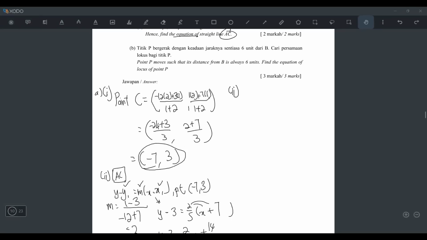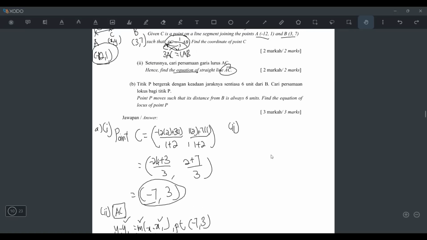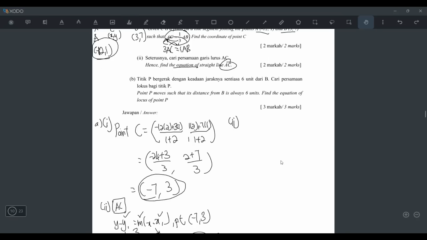But we still have another question, right? We still have another question, which is question B. So B, let's see what it says. Okay, wait. Erase this. Okay, point P moves. The moment you see the word move, it means we are talking about a moving point.